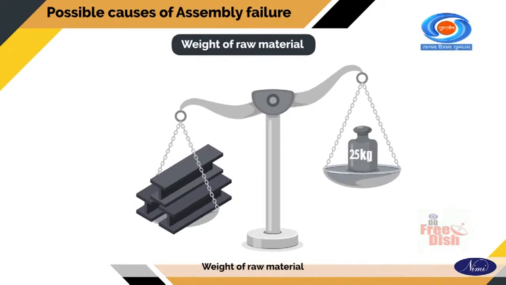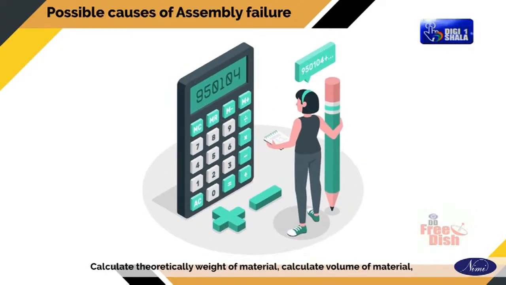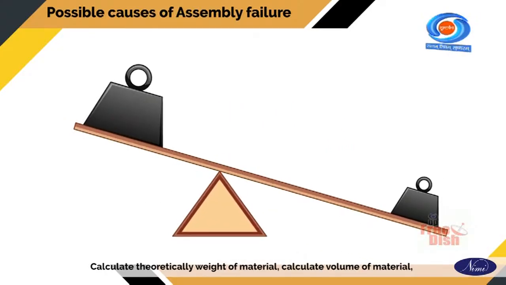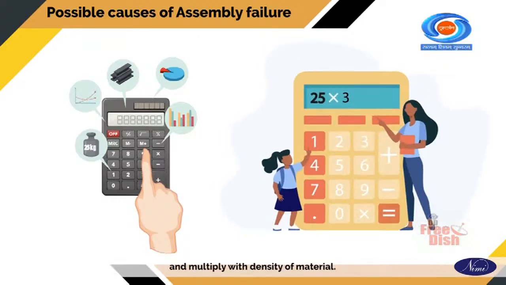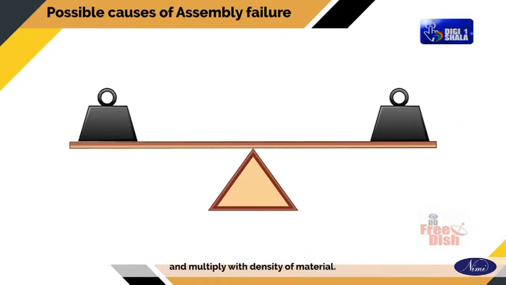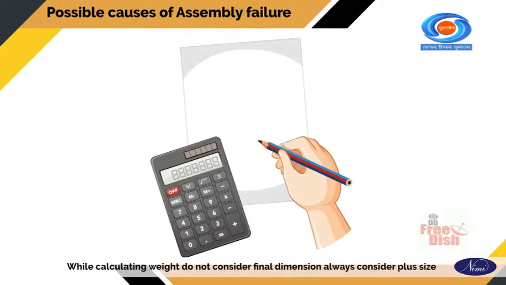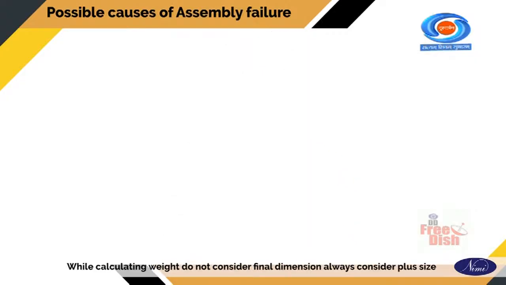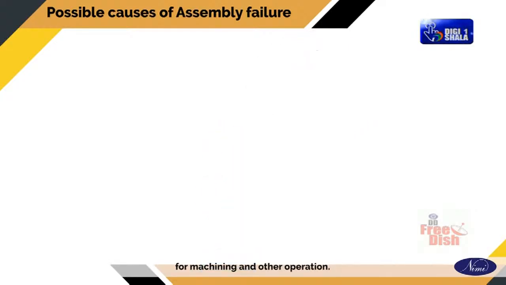Weight of raw material. Calculate theoretically the weight of material. Calculate volume of material and multiply with density of material. It gives you the exact weight of raw material required. While calculating weight, do not consider final dimension, always consider plus size for machining and other operations.